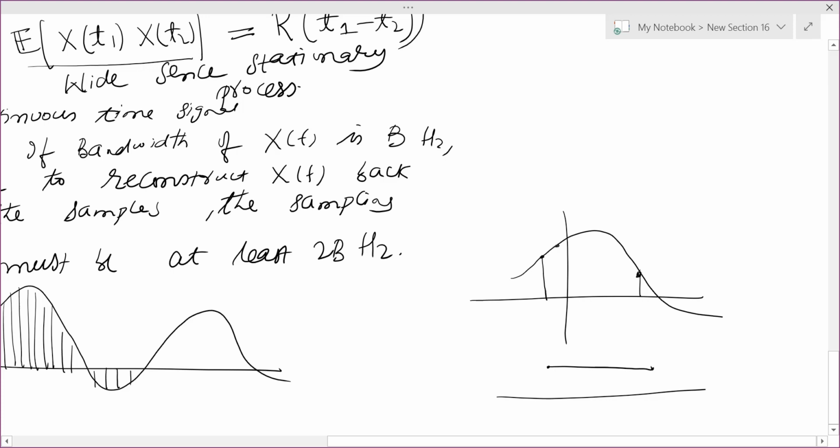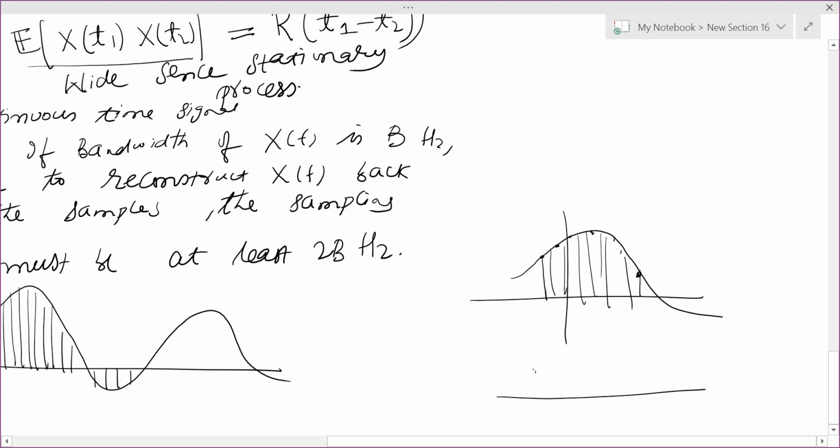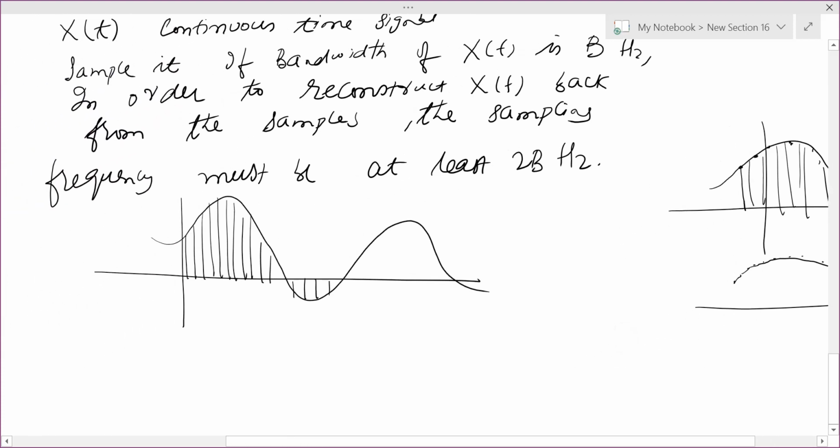But if you increase the sampling rate, you take more number of samples, then you get this point, this point, this point, this point, this point. If you join them even by straight lines, you approximately get the similar signal. Now if you take more number of samples, you will get closer points, and when you combine them, you will get it more smooth. Then what is the minimum number of samples you need to take? So that is called sampling rate, fs. That should be at least 2b hertz, where b is the bandwidth of original signal.